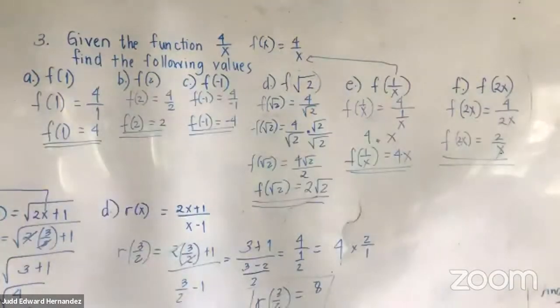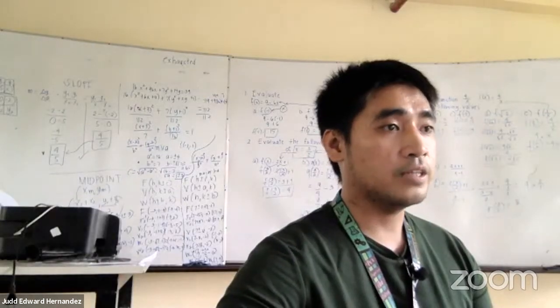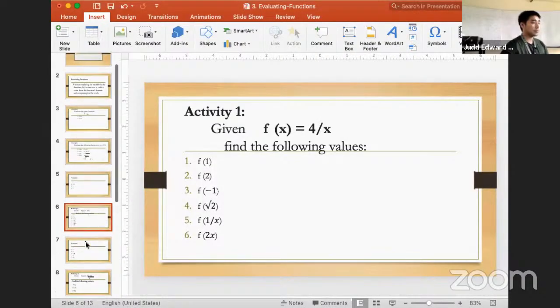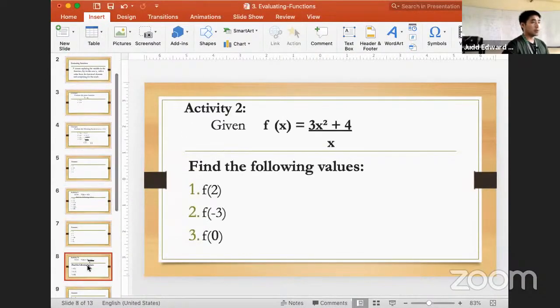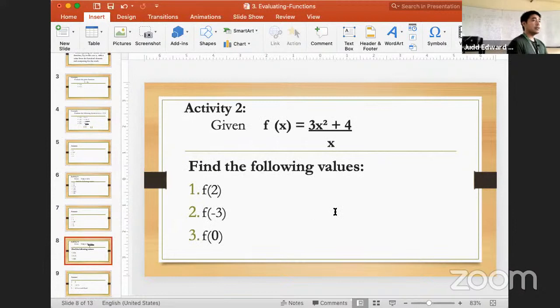Okay? So let's continue. Okay, so what if we're now given a different problem? For example, we are given this one. So we are given 3x squared plus 4 over x. So what do we do now if that is the given? If that is the given, let us try to solve.